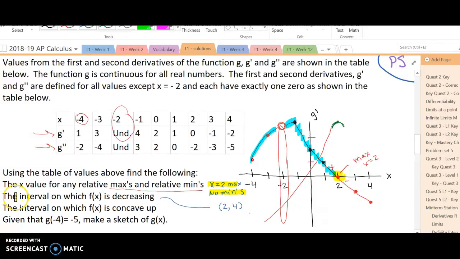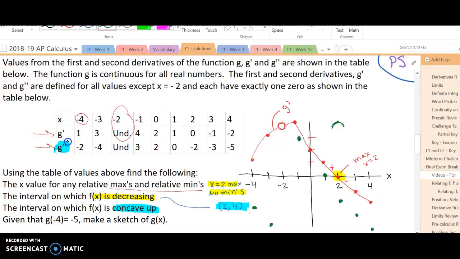I can also determine when the interval of f of x is decreasing because I can look to see when my derivative is less than 0. So I've got values from 2 to 4. That's the interval. And now to find when I'm concave up, it's probably going to be easier to draw the second derivative, so I'll take a crack at doing that.